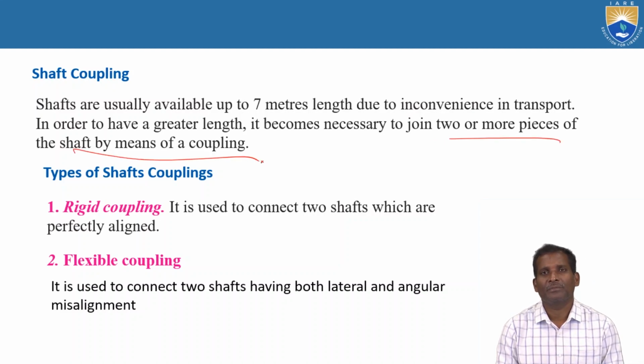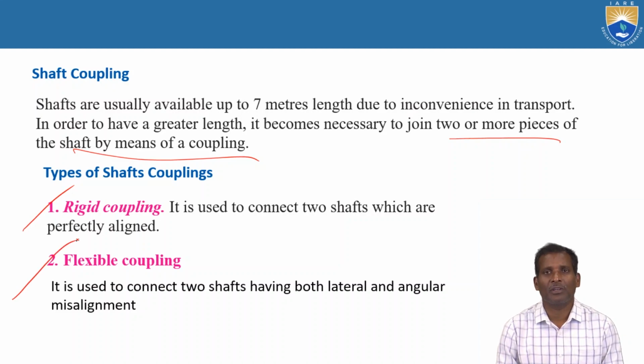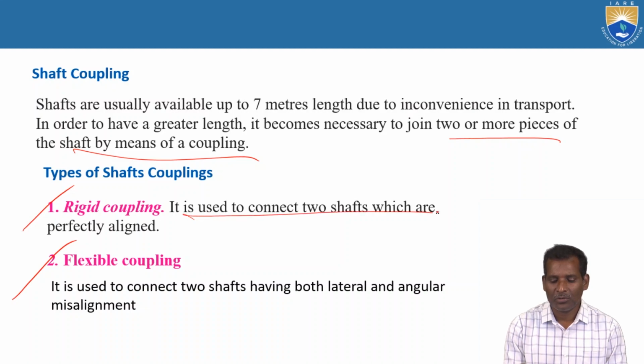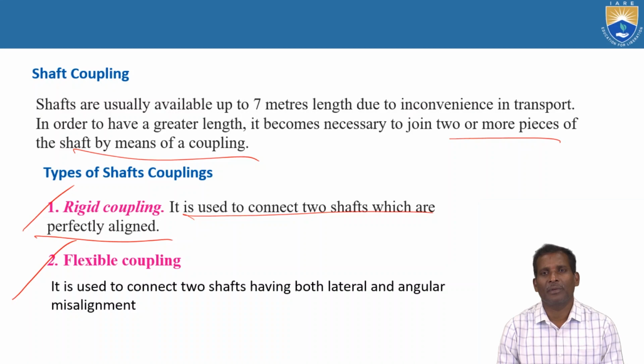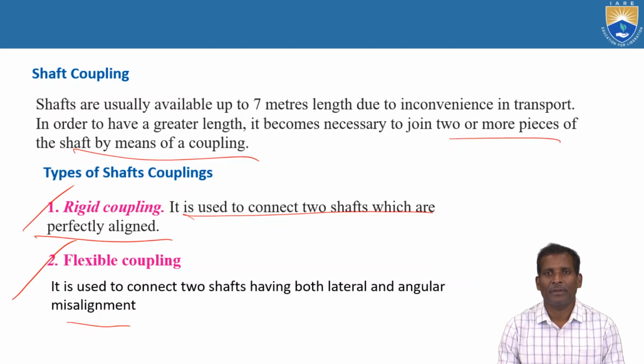So that arrangement is called as coupling. The main purpose of the coupling is to join the two shafts with the help of bolts and nuts. Again, these shaft couplings are classified into two types. One is rigid type coupling, the second one is flexible coupling. The rigid type coupling is used to connect two shafts which are perfectly aligned. There is no misalignment. Whereas flexible coupling is used to connect two shafts having some misalignment, both lateral and angular misalignments. So the flexible coupling allows some misalignment, whereas rigid coupling does not allow misalignment; the shafts must be perfectly aligned.